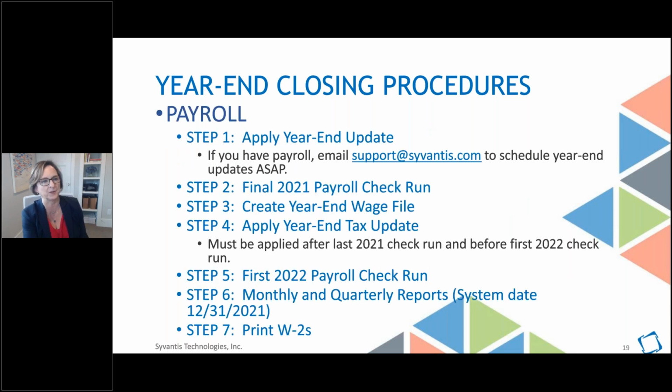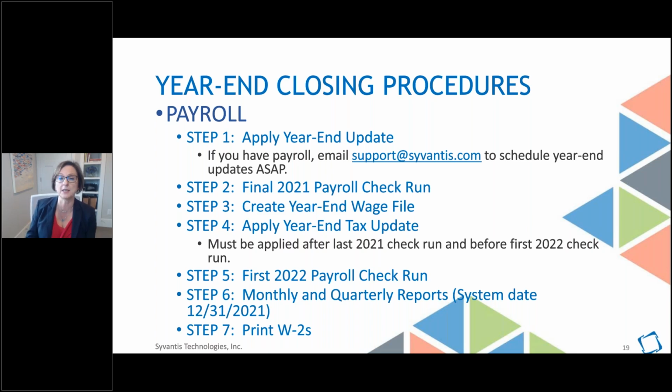So let's walk through each of the modules and what has to happen in the year-end closing procedures for each. Payroll has a very clear path you have to follow in order to get everything closed. First thing, apply the year-end update. I talked about that earlier. If you have the payroll module, you should apply the year-end update as soon as possible. Email support@savannas.com to schedule those year-end updates. Otherwise, you will receive an email from our team within the next week to do that scheduling as well. But that's really important.